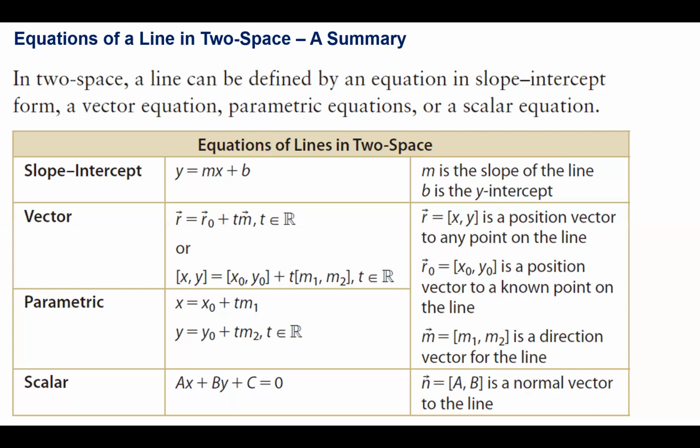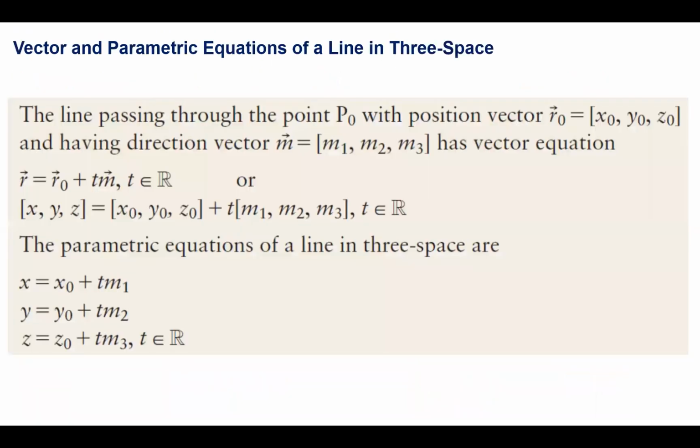A line in three space can also be defined by a vector equation or by parametric equations. It cannot, however, be defined by a scalar equation. In three space, we will see that a scalar equation defines a plane in our next lesson. A plane is a two-dimensional flat surface that extends indefinitely far in all directions. So we'll talk about the equations of a plane in our next lesson. So next, let's have a look at the equations of a line in three space.